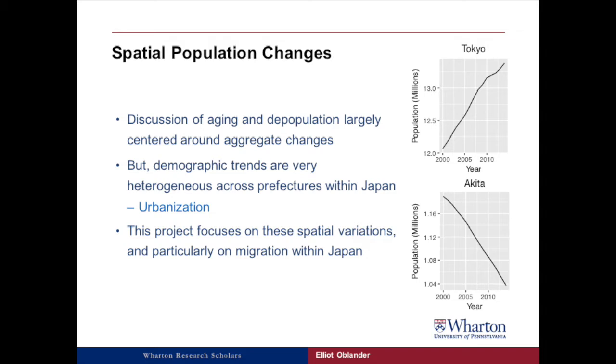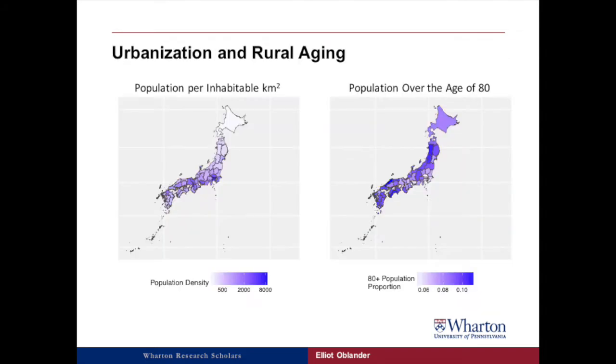In particular, we're looking to model migration within Japan. The maps on this slide give an illustration of this trend. These maps both use census data as of 2013. On the left, we can see a map color-coded by population density. On the right, we can see the proportion of the population in each prefecture that is over the age of 80. We can see from this that the very rural regions with low population densities also tend to have the highest proportions of elderly residents.